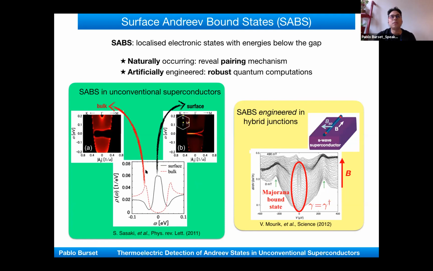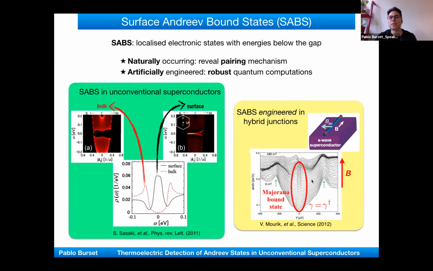When these bound states occur naturally in some materials, they give us information about the pairing mechanism that is taking place. But very recently, they have become trendy because we can actually engineer them or artificially create them in junctions involving conventional superconductors without any bound state, in proximity to some materials, usually with a spin orbit coupling.